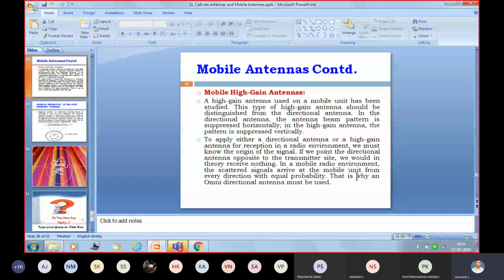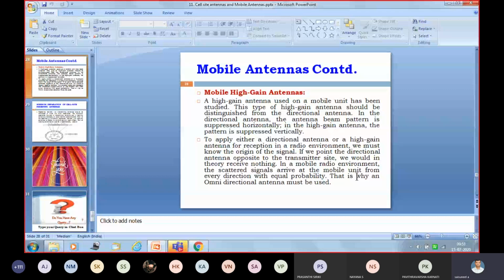Again, mobile high gain antennas can be divided into two parts: vertical and horizontal. What is the difference? When using the horizontal type, we fix a number of antennas side by side in a horizontal manner. In the vertical type, we fix a number of antennas vertically. Then only the gain can be increased. This is about mobile antennas.